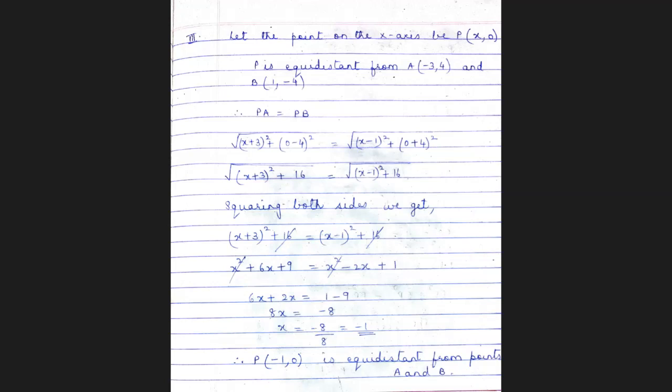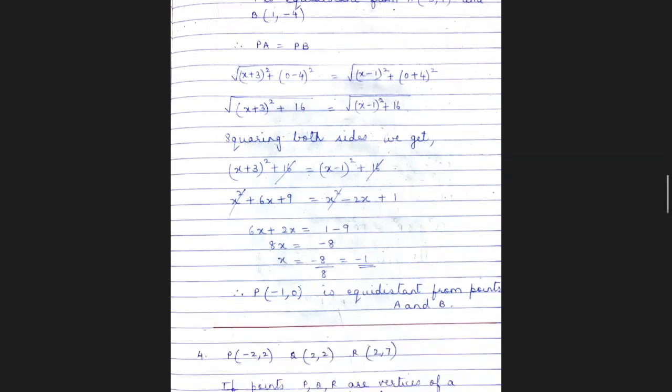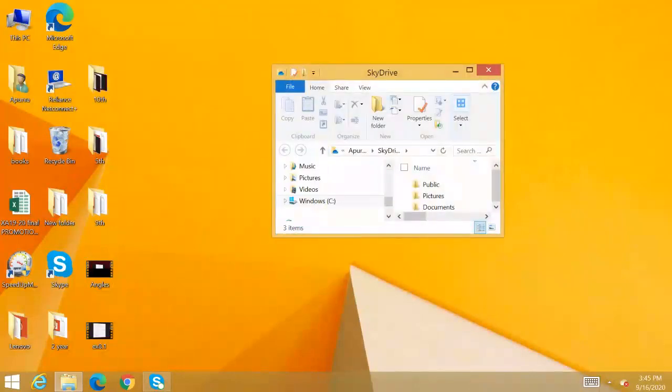Expand x plus 3 the whole square. That's a square plus 2ab plus b square. So x square plus 6x plus 9 equal to x minus 1 the whole square, a minus b the whole square, a square minus 2ab plus b square. So that's x square minus 2x plus 1. x square and x square get cancelled. Bring all the x to the left hand side, number to the right. You get 8x equal to minus 8 and therefore x is equal to -1. Therefore, the point P is -1, 0. And it is this point P which is equidistant from the points A and B. Okay. So this is how we need to do question number 3.